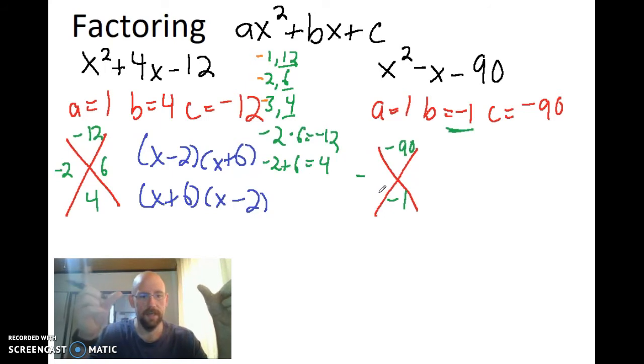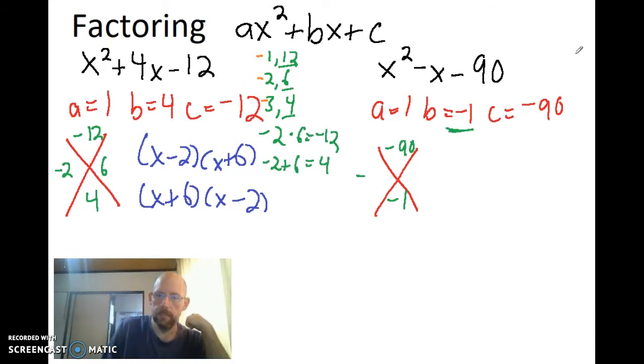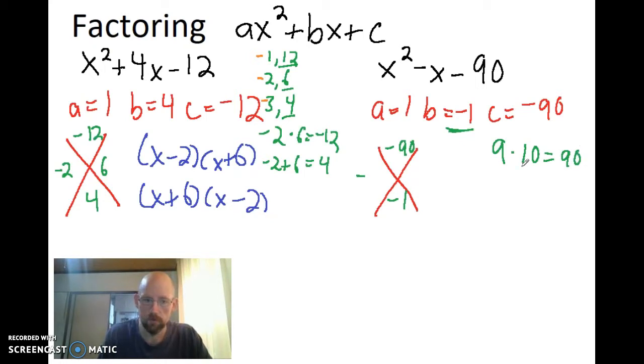Positive 6, -5. So these numbers have to be next to each other. With 90, we think what two numbers that are right next to each other can multiply to 90. This case should pop into your head pretty quick. Pretty simple one to see, I hope, would be 9 and 10. 9 times 10 gives us 90. And these numbers are right next to each other. Difference of 1 between them.